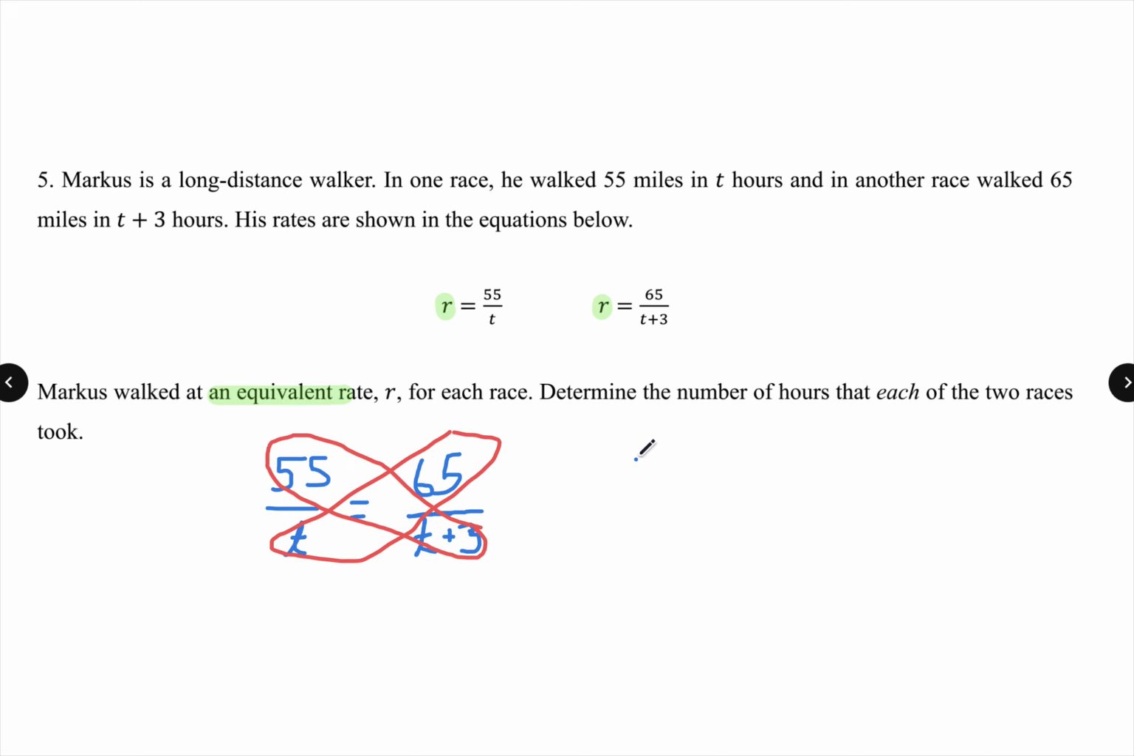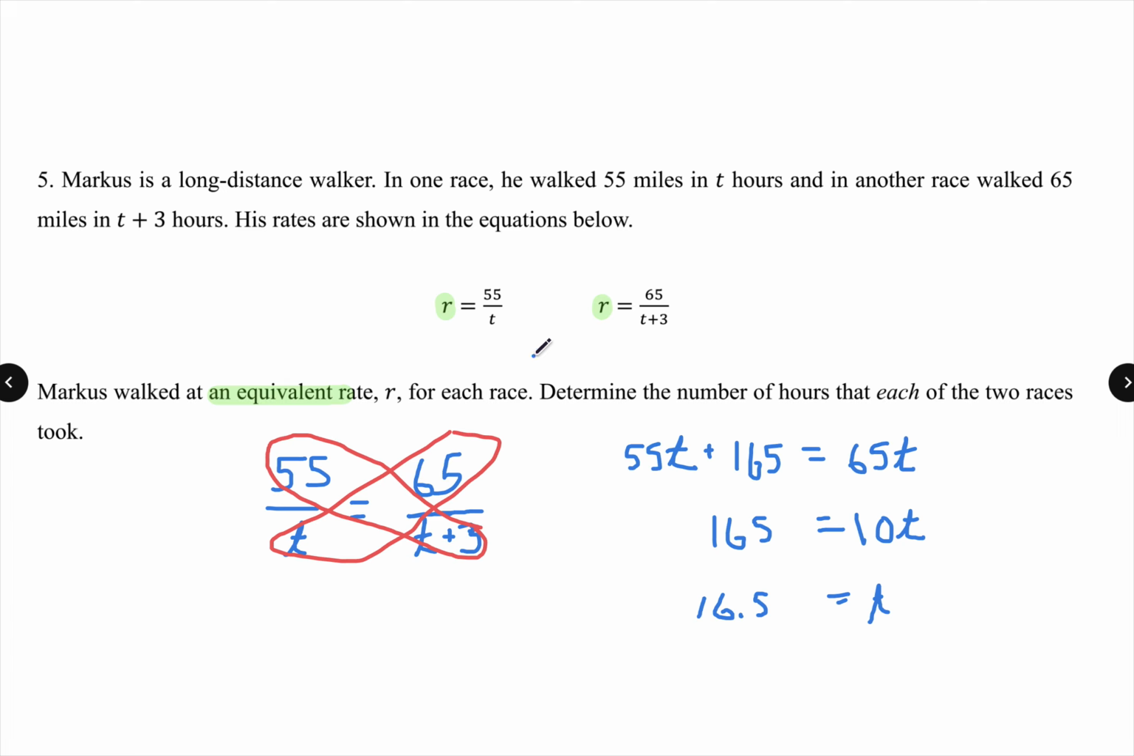I would get 55 times t plus 3, which is 55t plus 165. And what does it equal? It equals 65 times t, which is 65t. If I subtract 55t on both sides, I'm left with 165 equals 10t. I divide by 10 on both sides. What do I get? 165 divided by 10. t equals 16.5.